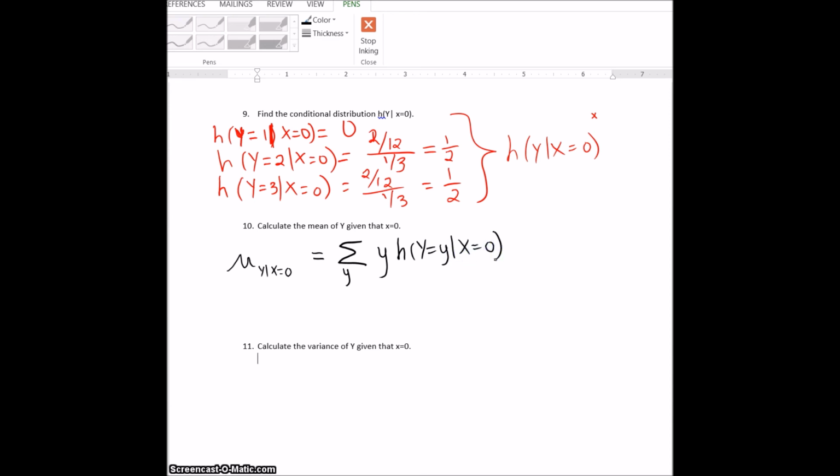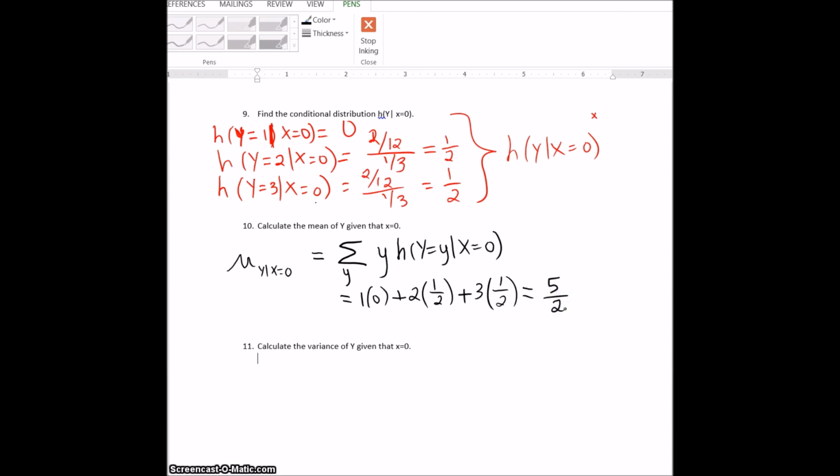So here we're going to say, okay, well, y could equal 1 times the probability that y equals 1 given that x is 0. Well, that's 0. Plus y could equal 2 times the probability that y equals 2 given that x is equal to 0, which is 1/2. And then y could equal 3 times the probability that y equals 3 given that x equals 0, which again is 1/2. And this gives us our conditional mean of y given that x is equal to 0 of 5/2.